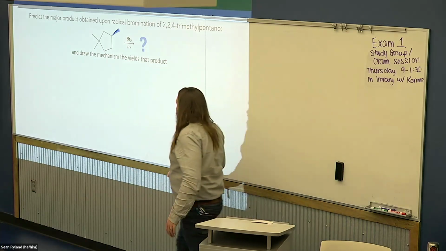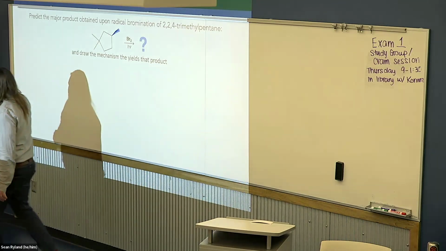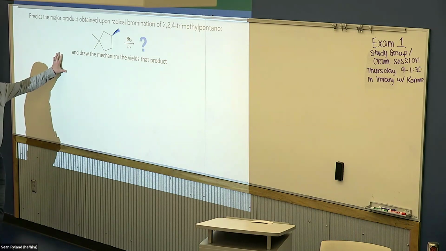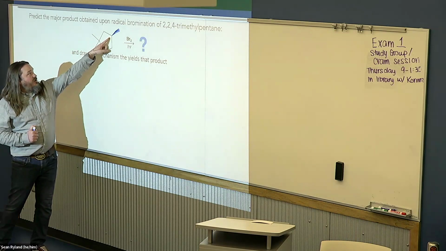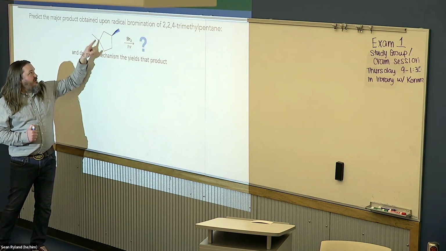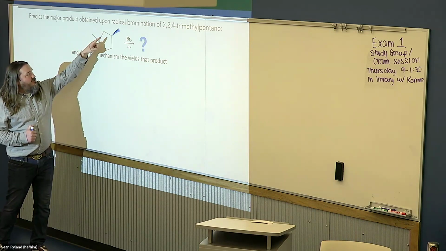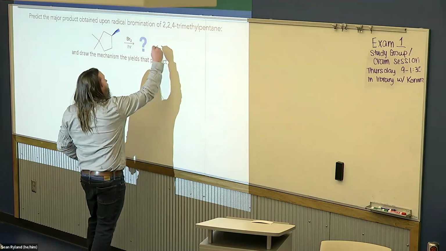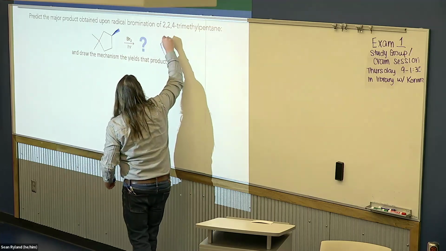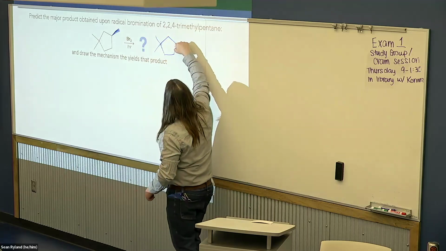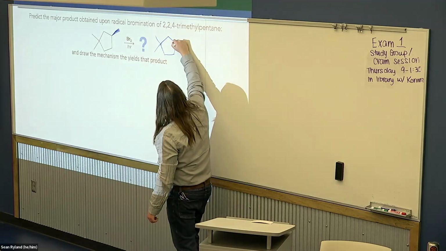So which of the hydrogens is going to be the easiest to pull off, have the lowest bond dissociation energy? Yeah, the tertiary carbon. Quaternary doesn't have hydrogen. The rest of these are secondary or primary. So we're looking to pull off that hydrogen there. So our product is going to be putting a bromine on this carbon.